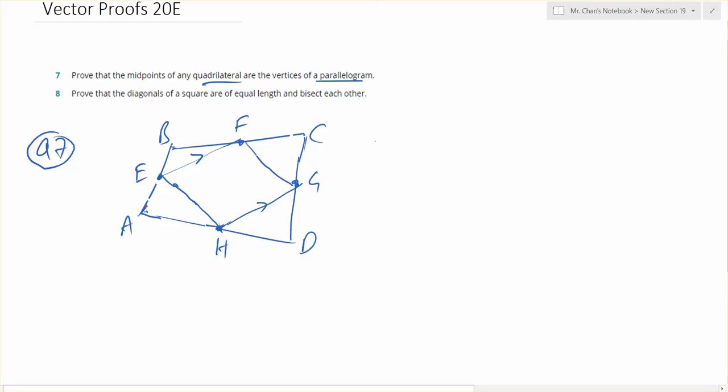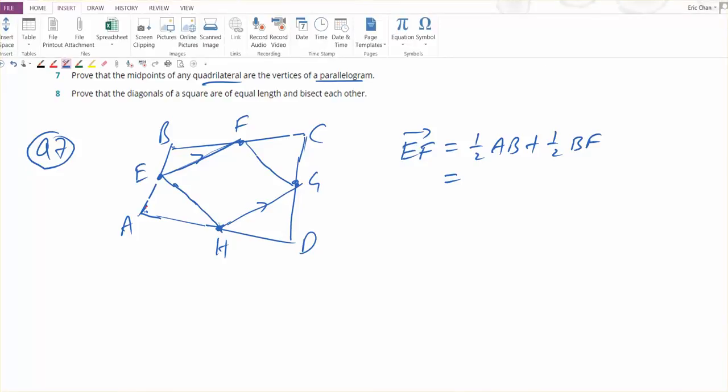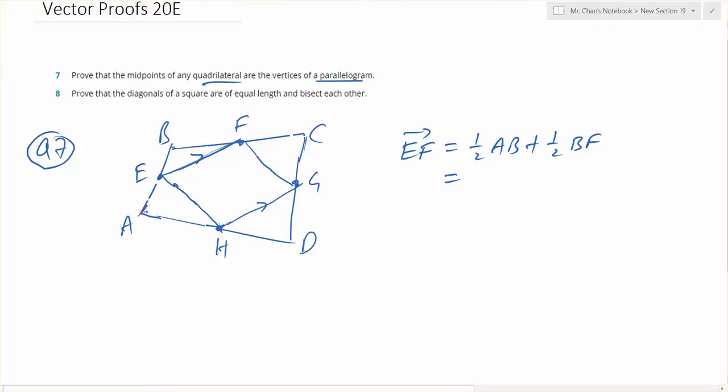Now, I first need to represent EF as a vector. So EF, we can say, is given by a half of AB plus a half of BF. And that's what my EF is. Now, what you'll notice is that EF is actually half of AC.